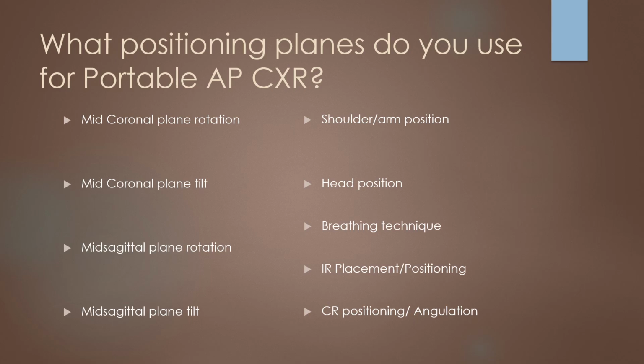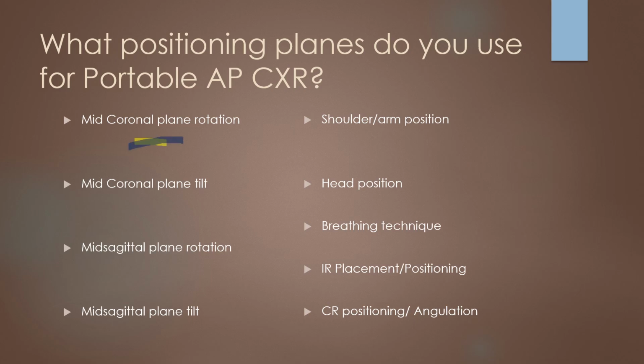We're going to start out on the portable AP chest x-ray that we left off on yesterday. So when we are going to be positioning the portable AP chest x-ray, our patient is obviously going to be AP. We're going to try and get them sitting upright as much as possible in the bed, and we're wanting their mid-coronal plane to be parallel to the image receptor.